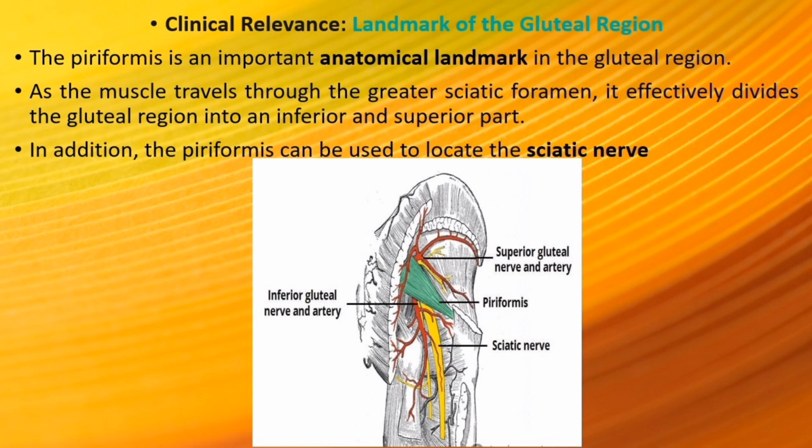In addition, the piriformis can be used to locate the sciatic nerve, a major peripheral nerve of the lower limb. The sciatic nerve enters the gluteal region directly inferior to the piriformis, and is visible as a flat band, approximately 2 cm wide.